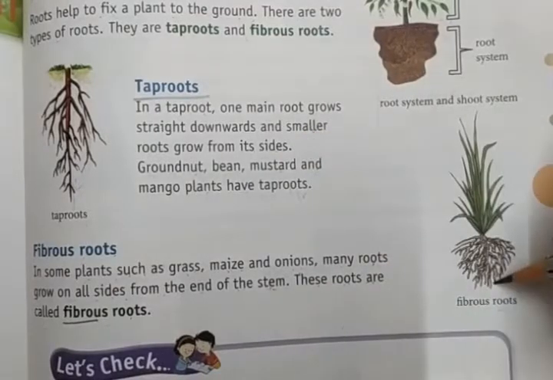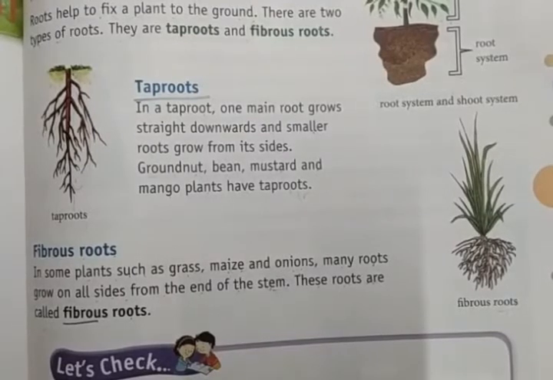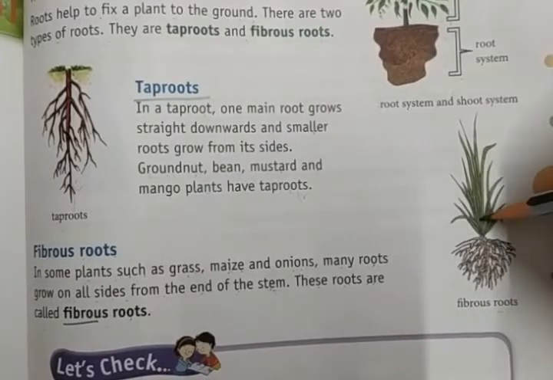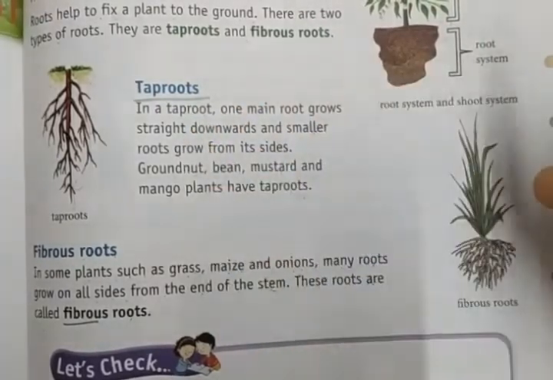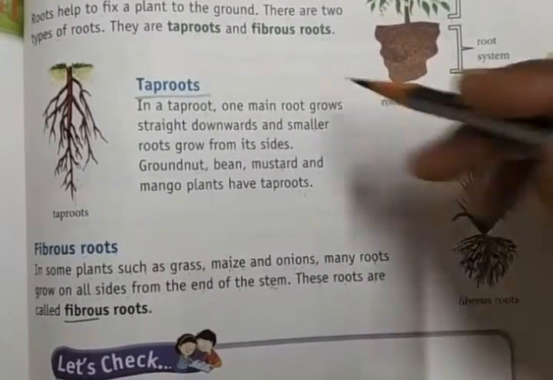Taproots, fibrous roots. ತಿಳಿತಾ? ನಮ್ಗೆ ಗ್ರಾಸ್ ಇದೆ, ಪಲ್ಸಸ್ ಇದೆ, ಗ್ರೈನ್ಸ್ ಇದೆ. ಹಾಗೆ ನಿಮ್ಗೆ ಆನಿಯನ್, ಮೈಸ್, ಗ್ರಾಸ್, ಇವೆಲ್ಲಕ್ಕೂ ಫೈಬ್ರಸ್ ರೂಟ್ ಇರುತ್ತೆ, ಅಂಡ್ ಇದಕ್ಕೆ ಟ್ಯಾಪ್ ರೂಟ್ಸ್ ಇರುತ್ತೆ. ಯಾವುದು? ಗ್ರೌಂಡ್ ನಟ್ಸ್, ಬೀನ್ಸ್, ಮಸ್ಟಾರ್ಡ್, ಮ್ಯಾಂಗೋ ಪ್ಲಾಂಟ್ಸ್, ಸಾರಿ, ಮ್ಯಾಂಗೋ ಪ್ಲಾಂಟು, ಆರೆಂಜ್ ಪ್ಲಾಂಟು ಇವಕ್ಕೆಲ್ಲಕ್ಕೂ ಟ್ಯಾಪ್ ರೂಟ್ ಇರುತ್ತೆ. ಓಕೆ, ಫೈಬ್ರಸ್ ರೂಟ್ ಅಂಡ್ ಟ್ಯಾಪ್ ರೂಟ್.